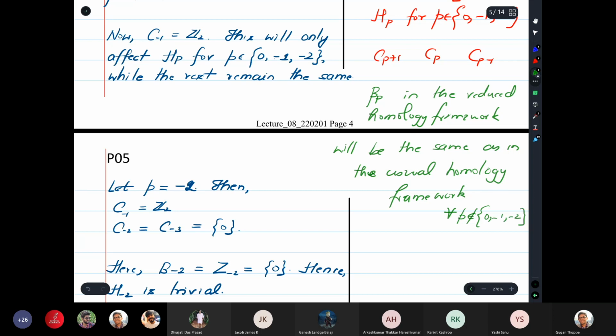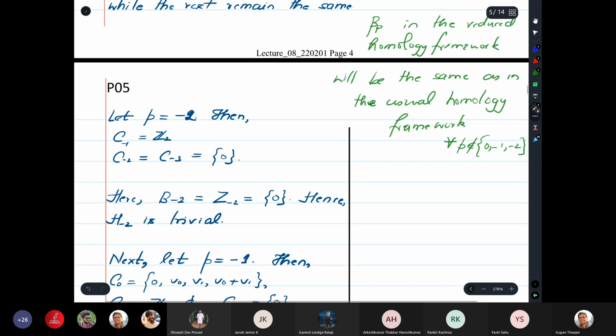Is this okay? So this must be clear to you. Since these vector spaces do not change, the computations will not change, and hence this statement holds true. So whether you look at the reduced homology or the usual homology, the pth Betti number for P in this set will be the same, right? So we only now have to worry about what happens if P lies in this set, right? So this is what we are going to do now.